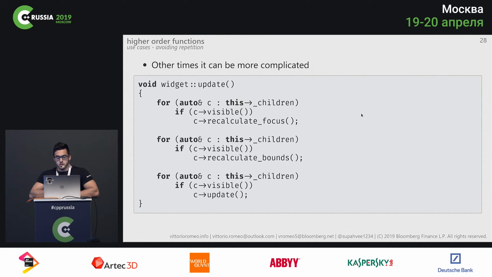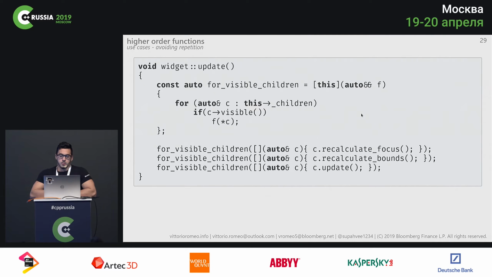As you can see, the structure of this code is very similar in every for loop. We go through the children, we check that they're visible, and then we do some action on them. So how can we extract this code without creating a lot of boilerplate? Again, one way of doing that is, for example, creating a function with a lambda, so a local function, and giving it a very meaningful name, like for visible children.